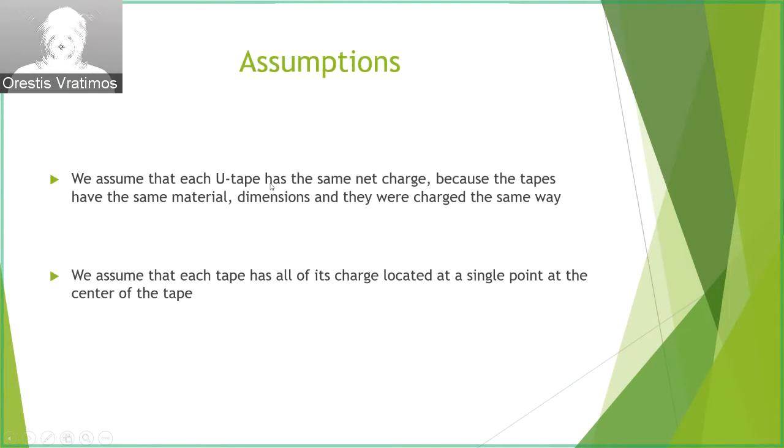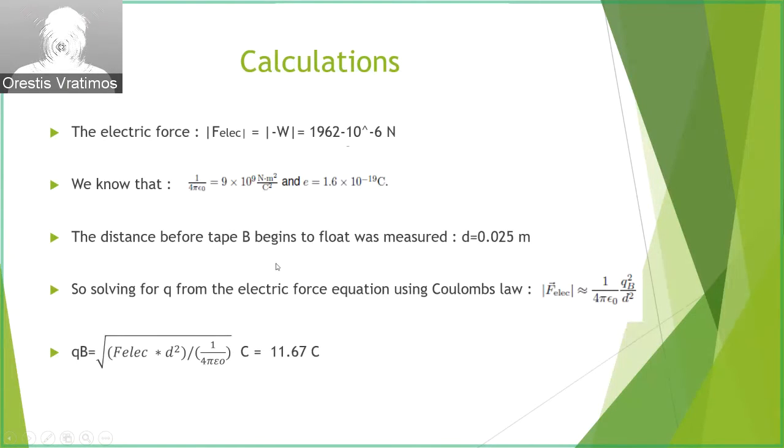And we made two assumptions. The first assumption was that each U-tape has the same net charge because the tapes have the same material and dimensions, and of course they were charged the same way. And we also assumed that each tape has all of its charge located at a single point at the center of the tape. And then we did more calculations.